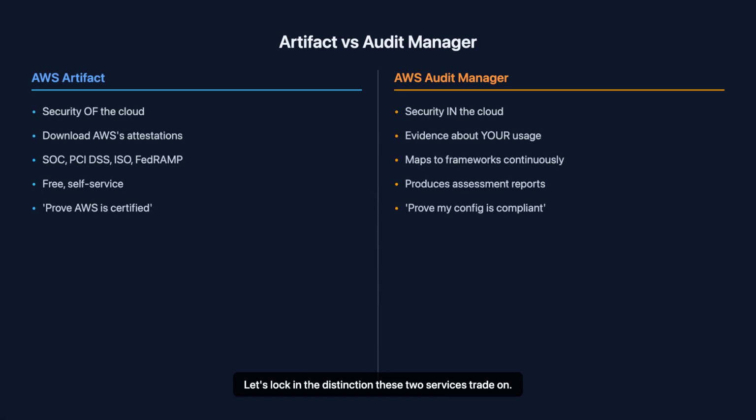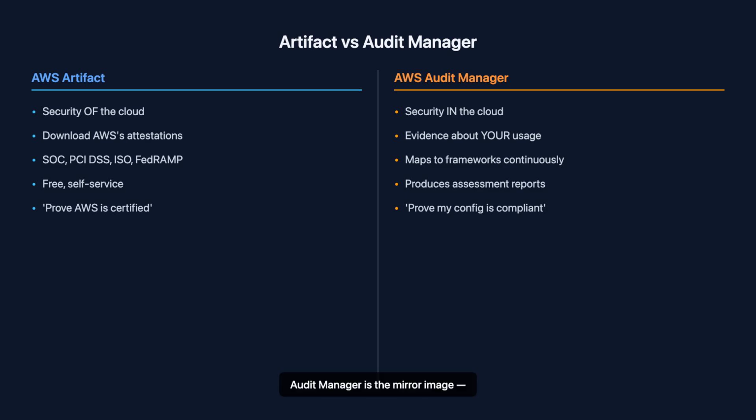Let's lock in the distinction these two services trade on. Artifact is security of the cloud. You download Amazon Web Services' own attestations like SOC, PCI DSS, ISO, the International Organization for Standardization, and FedRAMP, the Federal Risk and Authorization Management Program, free and self-service. Its job is proving Amazon Web Services is certified.